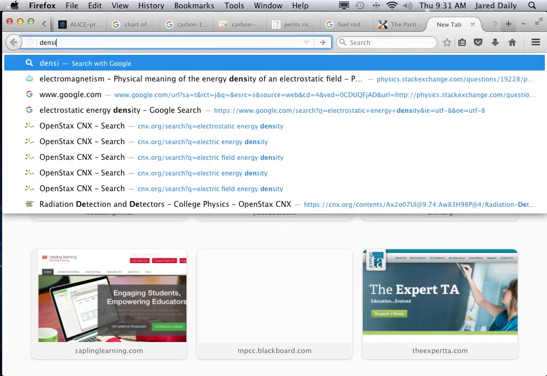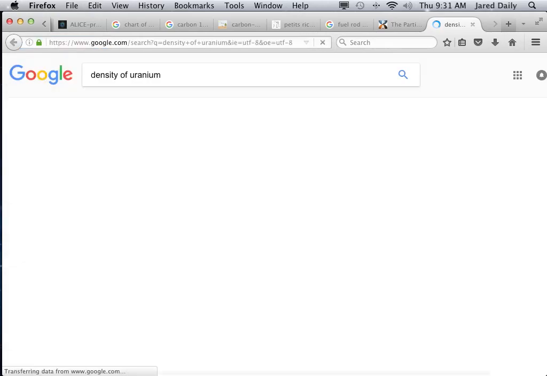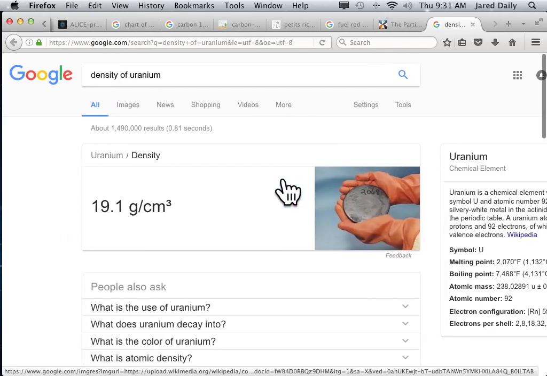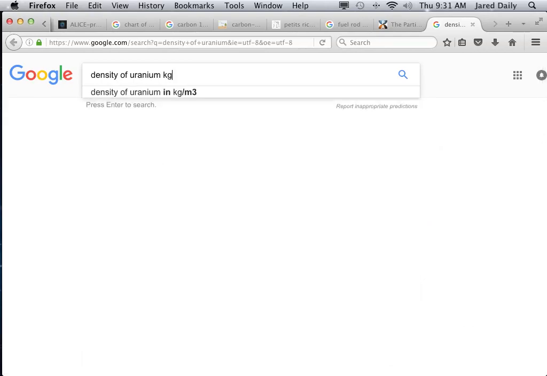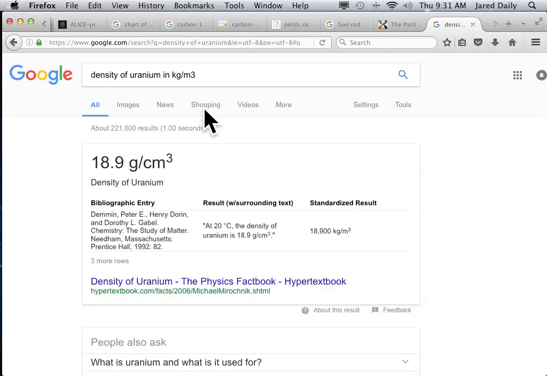Density of uranium. It's 19.1 grams per centimeter cubed. Let's convert that. Density of uranium in kilograms per meter cubed: 18,900 kilograms per meter cubed. Okay, so that's 19,000. And what is this one?